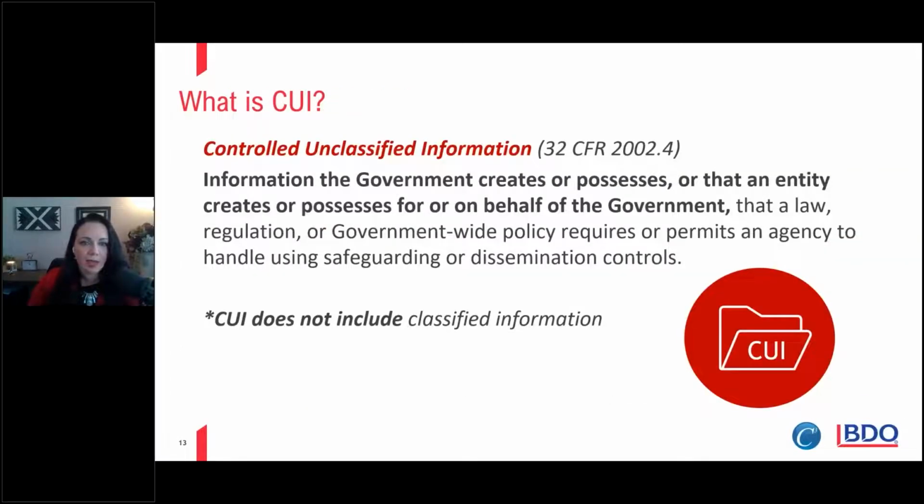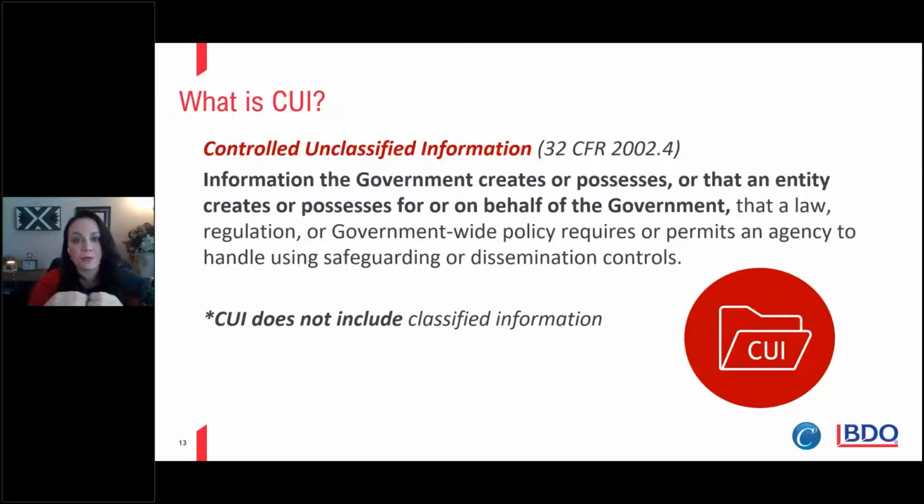So what is CUI? Again, information that the government creates or possesses, or that an entity, your organization, creates or possesses for or on behalf of the government. So again, this is two-pronged. You may receive it from the government, but you may also have to generate work products as a part of your contract that you will then be required to label as CUI.